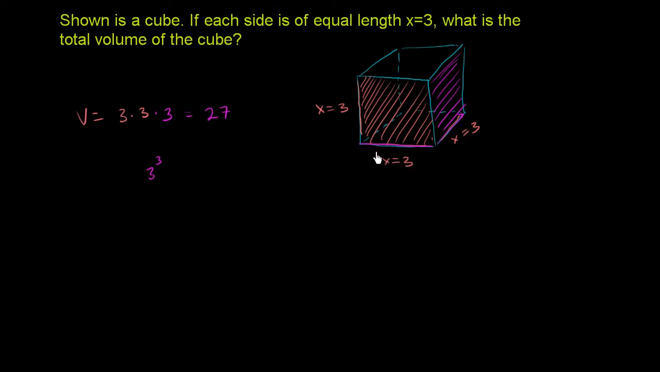One for each dimension. One for the length, the width, or I guess the height, the length, and the depth, depending on how you want to define them. So it's literally just 3 times 3 times 3.